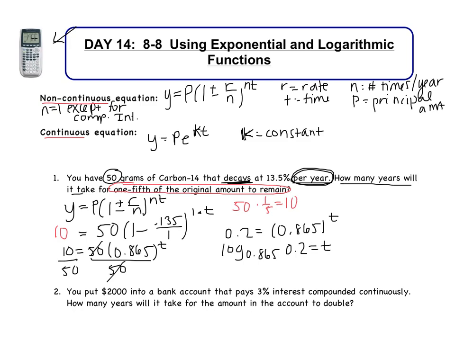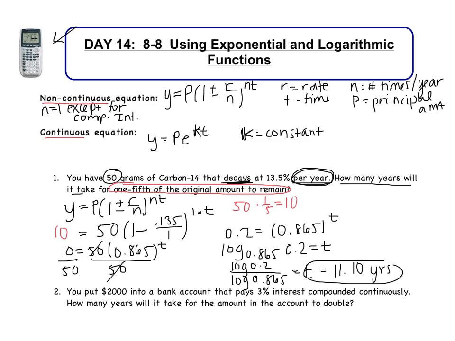And then I'm going to need to use the change of base formula. So this will be log of 0.2 divided by log of 0.865 will give me t, which in this case is 11.10 years.